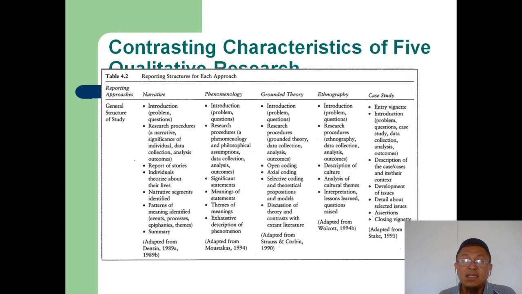Case study, the entry vignette. I have problems pronouncing that word.